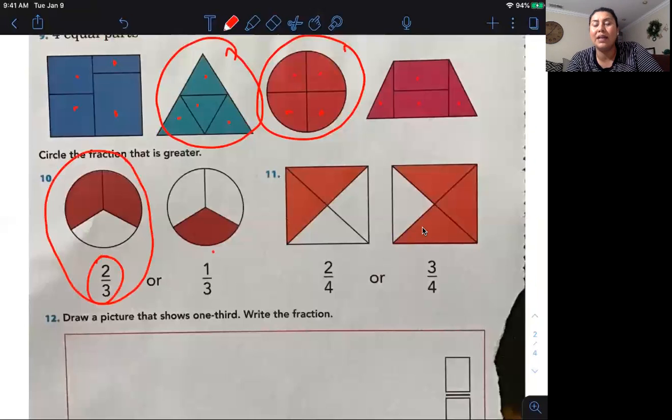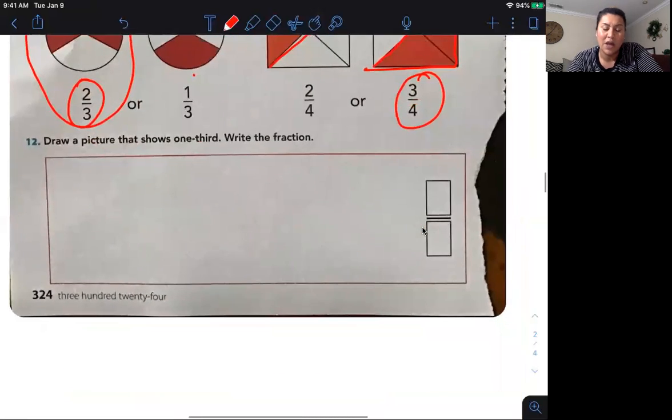All right, let's look at number 11. What's bigger? Which one is greater? 2/4, so half, or 3/4? Which one's a bigger piece? Or which one has more? Yes, 3/4. Good job. All right, let's go down to the bottom. Draw a picture that shows 1/3. Write the fraction. There's a couple ways you can draw this.